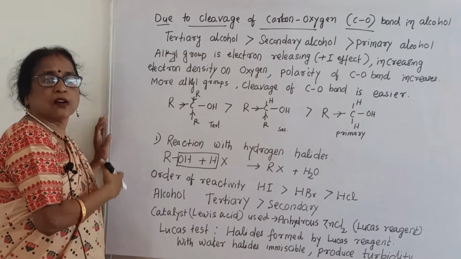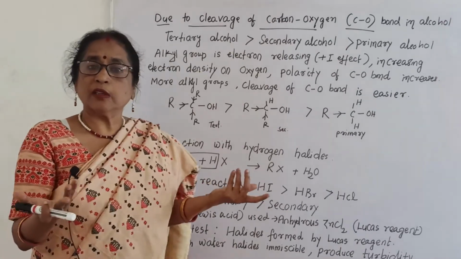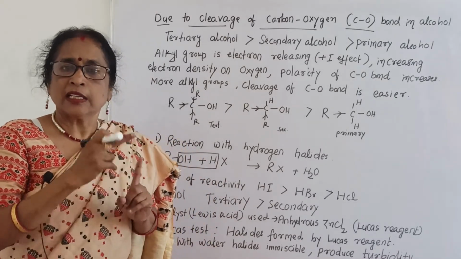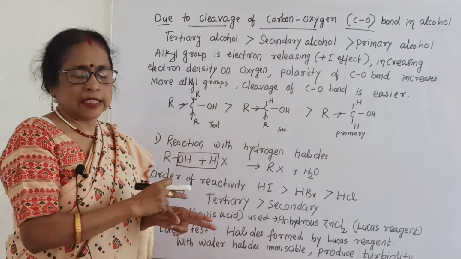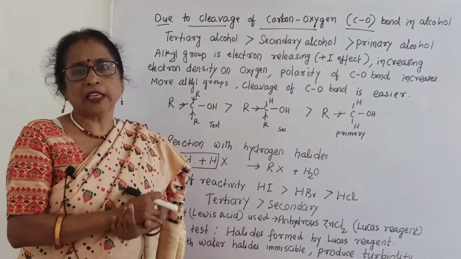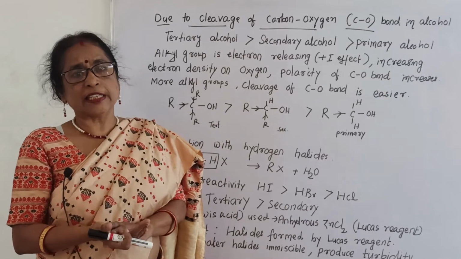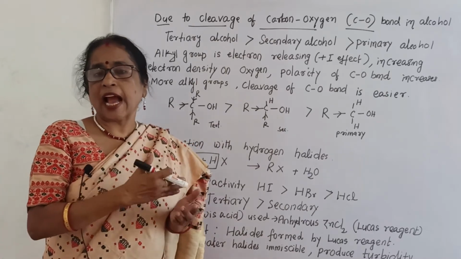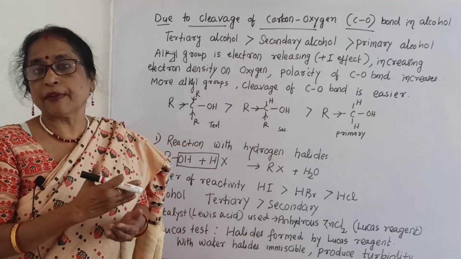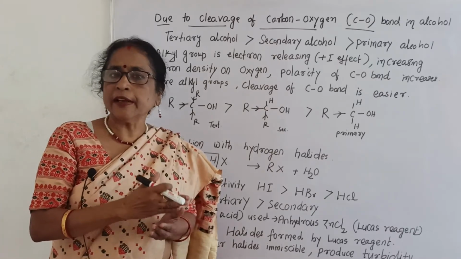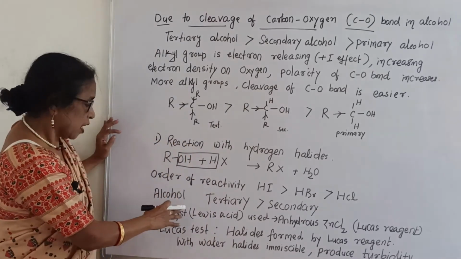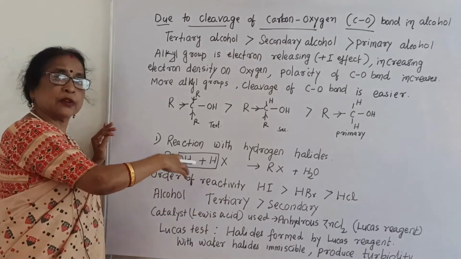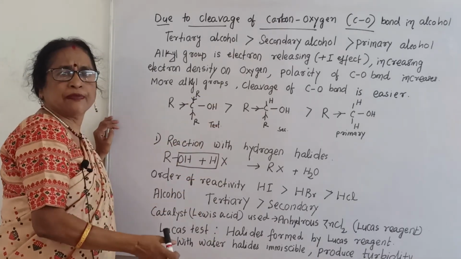But when it comes to alcohol, what happens? Alcohols are of three types: primary, secondary and tertiary. In primary there is 1 R, in secondary 2 R, and in tertiary 3 R. R means alkyl group, which has electron releasing capacity, and that is more. That is the plus I effect, the plus inductive effect. Then what happens? Tertiary is more reactive.